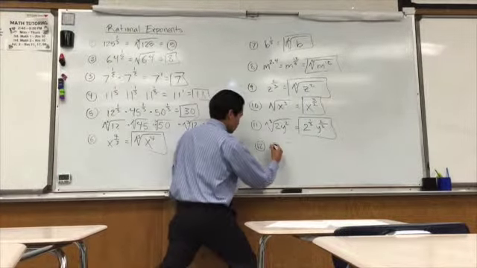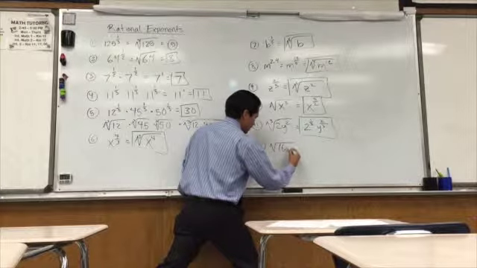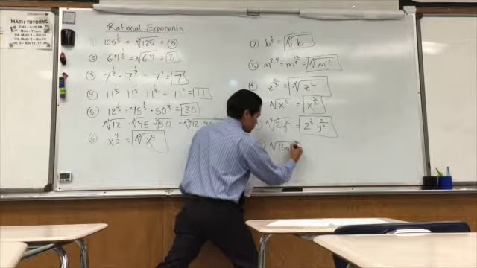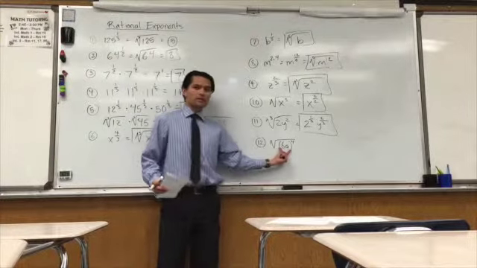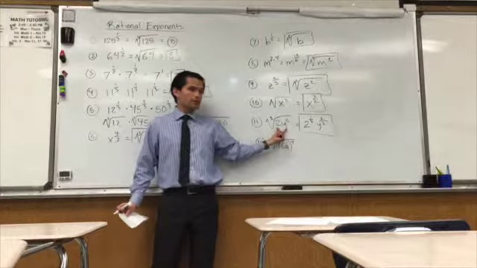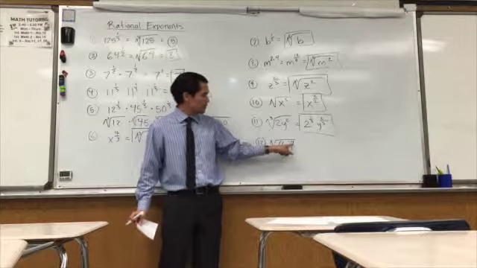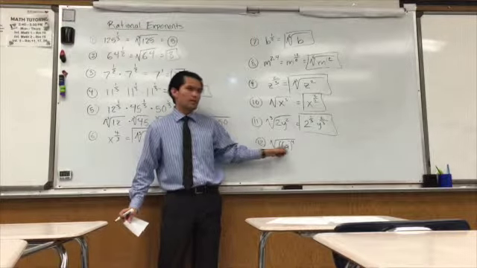We have the square root of the quantity 6a to the 4th power. Notice that this one has parentheses around the 6a. This one does not have parentheses around the 2y. That means that this 4th power is for both the 6 and the a.